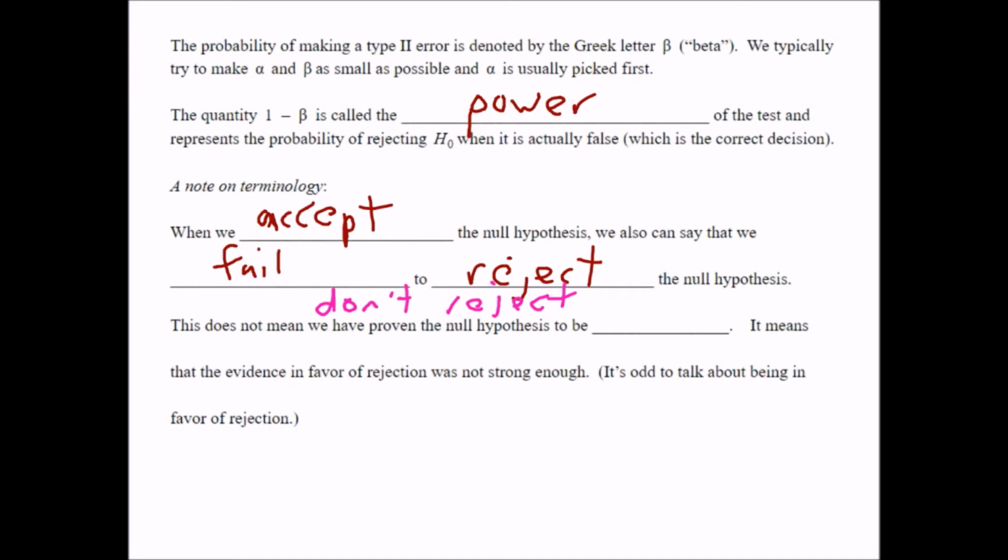Sorry about that. Now, this does not mean that we have proven the null hypothesis to be true. So again, we're not proving it. It just means that the evidence in favor of rejection, so the evidence of saying this isn't true, that evidence isn't strong enough. Now it's odd to talk about being in favor of rejection. I've had plenty of that.